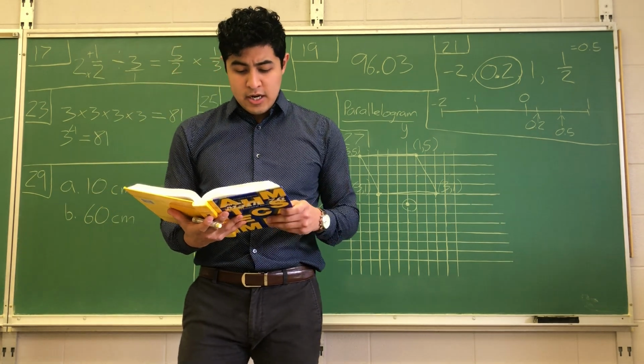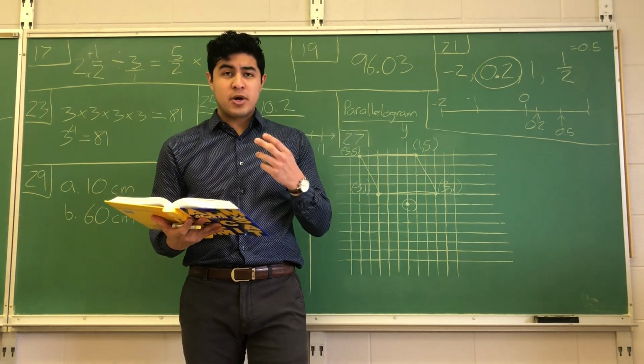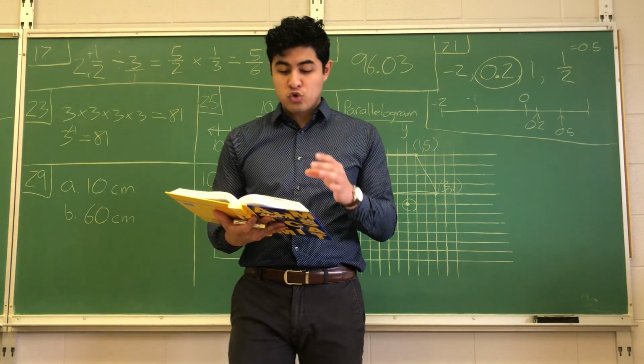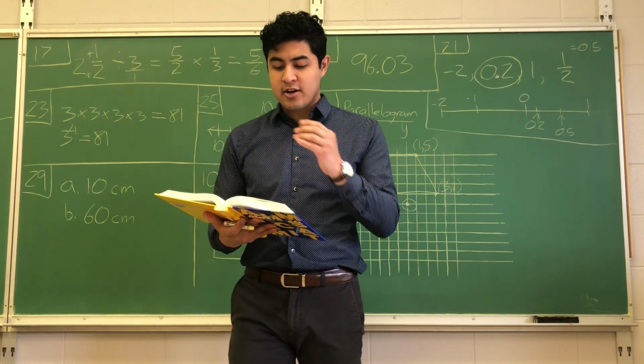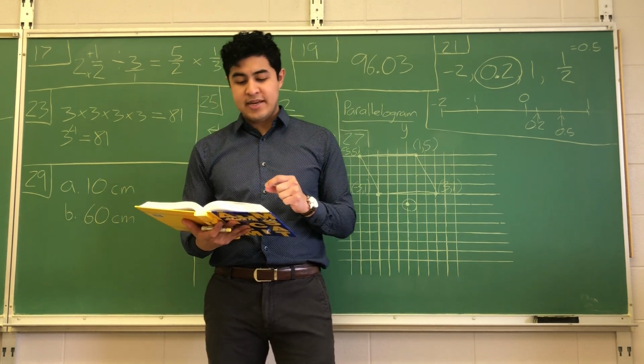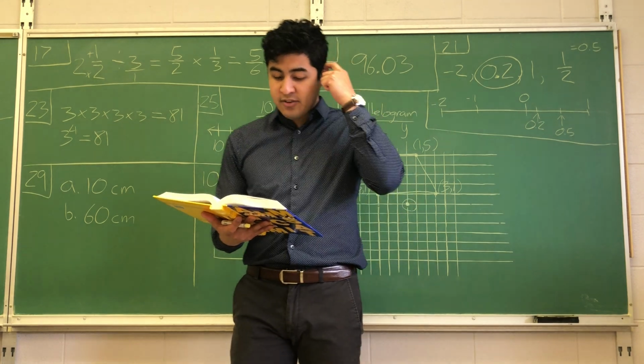All right. On to number 29. So 29 is part of a two-part problem, and I'll read the whole problem right now. In this figure, a square and a regular hexagon share a common side. The area of the square is 100 square centimeters. Use this information to answer the problem.